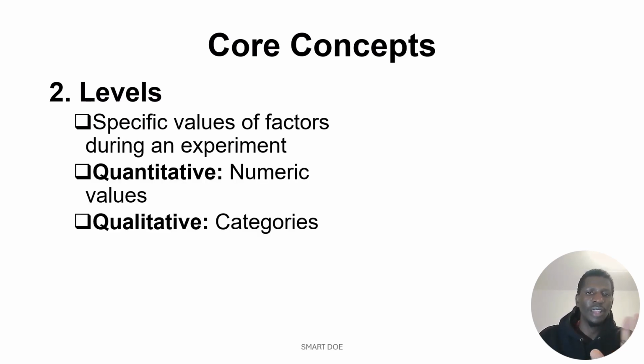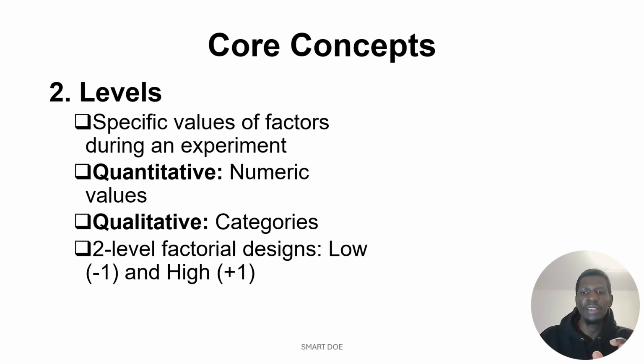These levels, just like factors, can also be numeric and categorical. For example, categorical levels can be machine type and operator type: machine type A, machine type B, operator type A, operator type B. These are the levels of the operator and the levels of the machines.